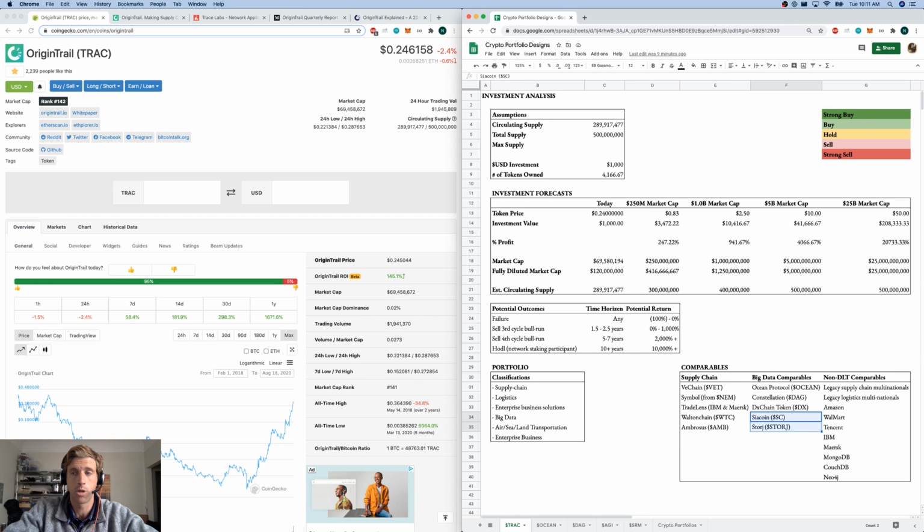Now, the big thing about OriginTrail is we do have non-DLT comparables. We have legacy supply chain multinationals, legacy logistics multinationals, Amazon. They could just come in and be the massive incumbent in the space. Walmart, Tencent, IBM. Tencent's actually building a wine supply chain blockchain solution right now. IBM and Maersk have teamed up. We also have MongoDB, CouchDB, and Neo4j as database comparables as well, who are non-DLT software.